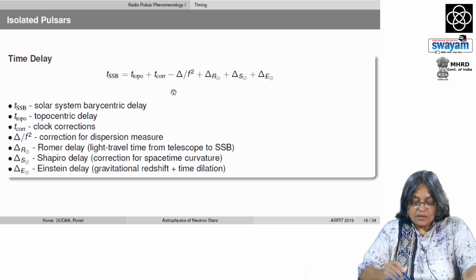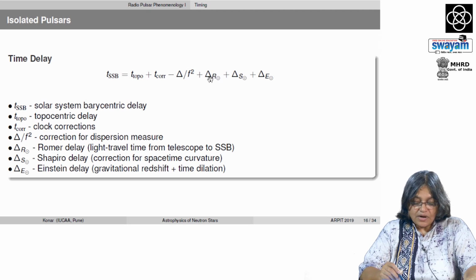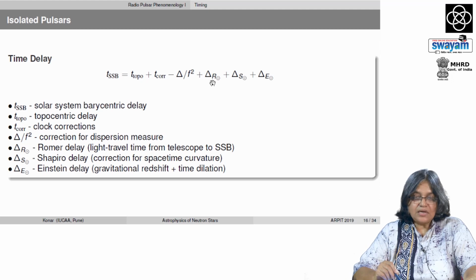Then this term refers to the correction for dispersion measure, because we are not observing at a precise frequency, but over a wide frequency band. So, dispersion measures need to be incorporated in our calculation. Then the Romer delay, which is basically light travel time from the telescope to the solar system barycenter.